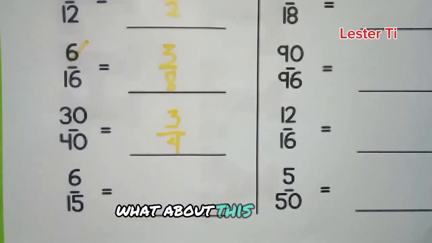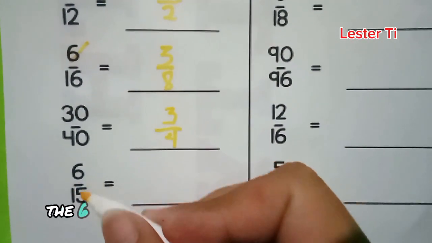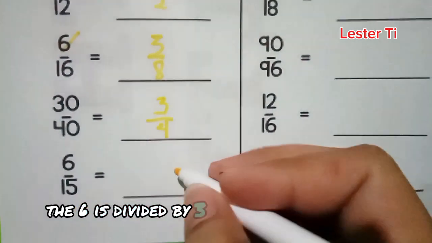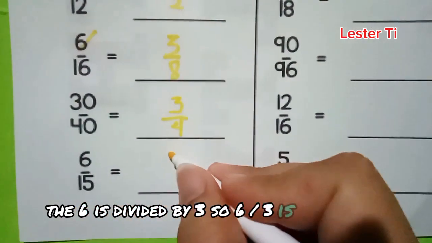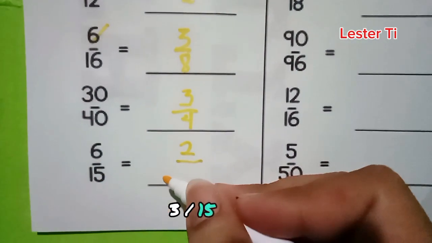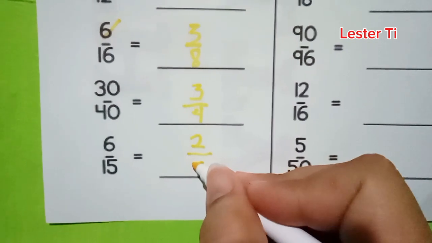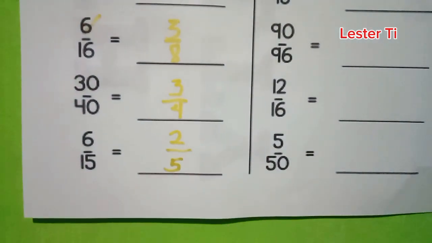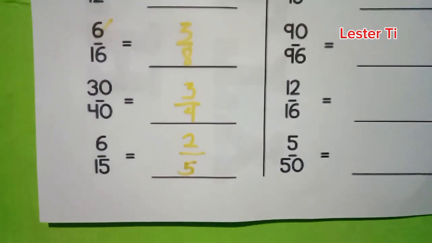Okay, what about the 6 and 15? It can be divided by 3. So 6 divided by 3 is 2, all over 15 divided by 3 is 5. So that's it.